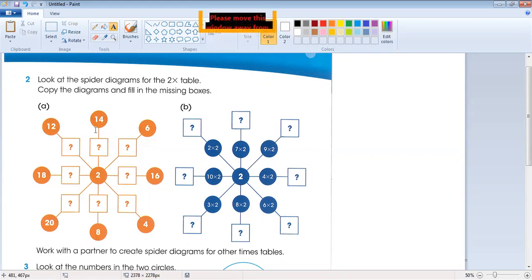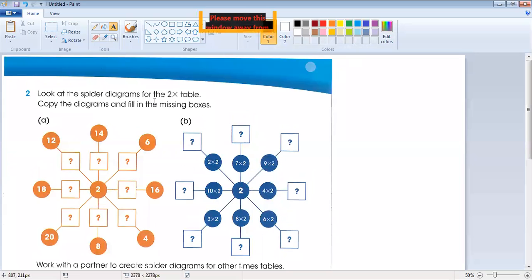Today's topic is learning multiplication facts. This is question number 2, page number 15. Look at the spider diagram for the table 2. Copy the diagram and fill the missing boxes. Here you can see part A and B. So we are doing part A now.